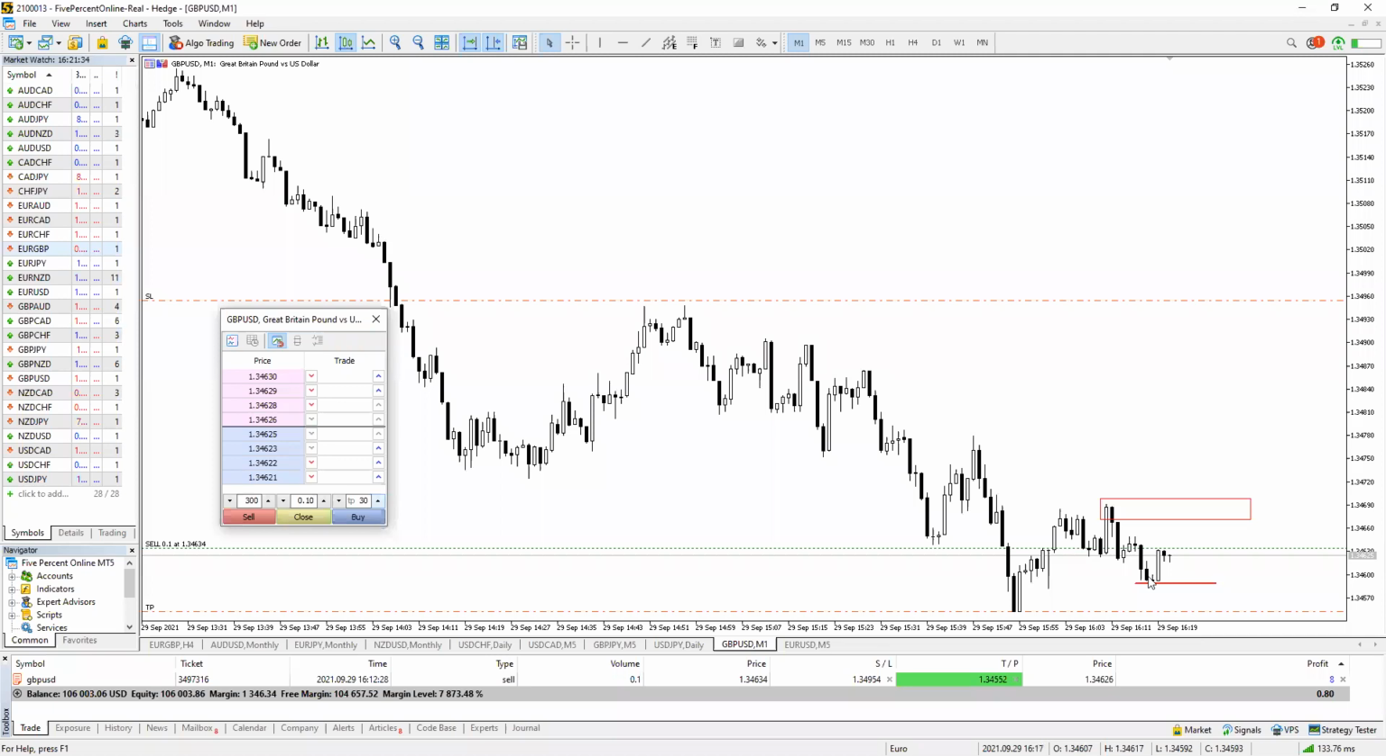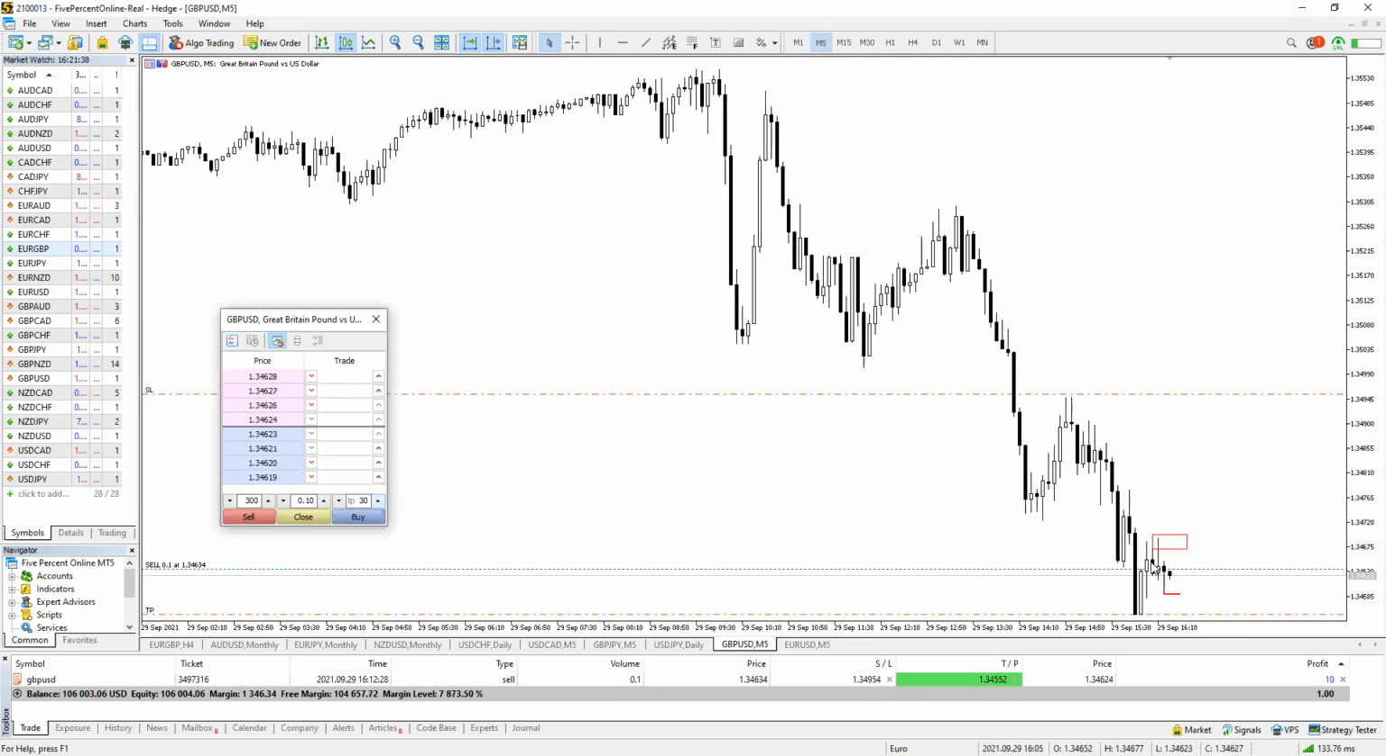Okay, and let's see how the market decides to go, because we have tails at the top, we have now a new tail at the bottom. So let's see what the next few minutes tell us about where the market wants to go.